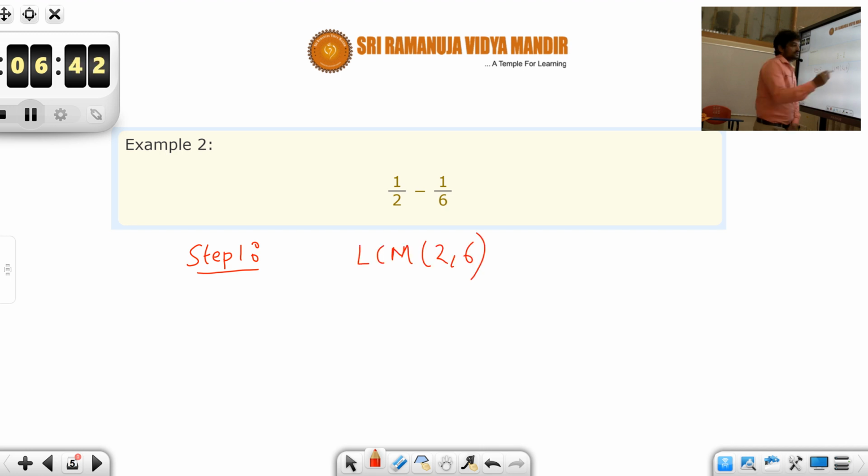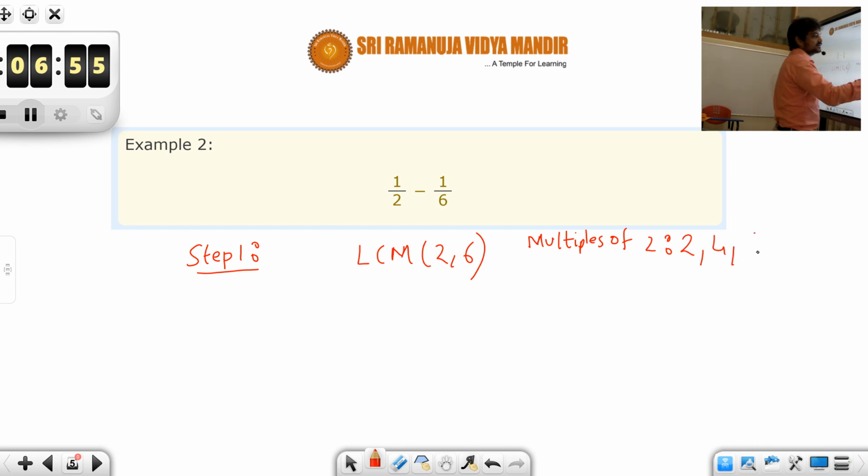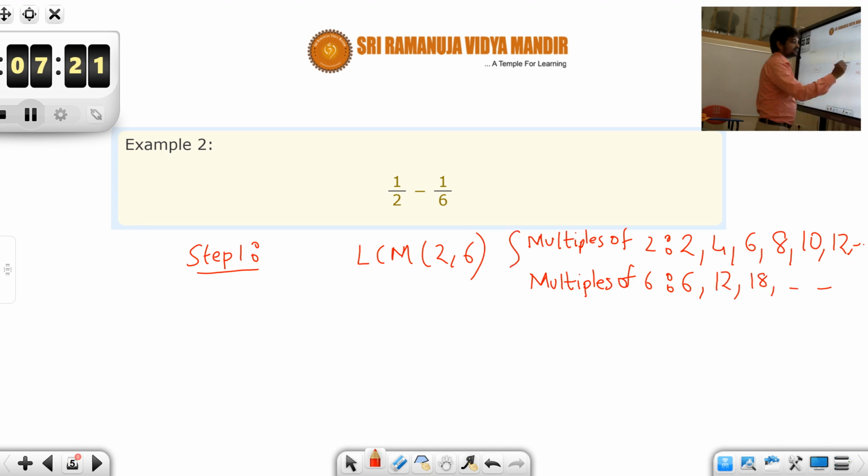One method we have learned is to find the multiples of 2. If you list them down, you will be getting 2, 4, 6, 8, 10, 12, and so on. These are the list of numbers. Then list down the multiples of the other number, that is 6. What are the multiples of 6? 6 1s are 6, 6 2s are 12, 6 3s are 18, and so on. And so we are done with listing down the multiples.